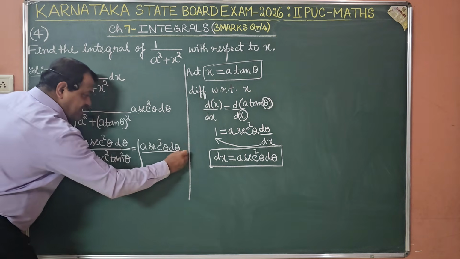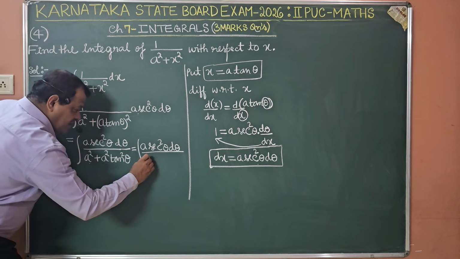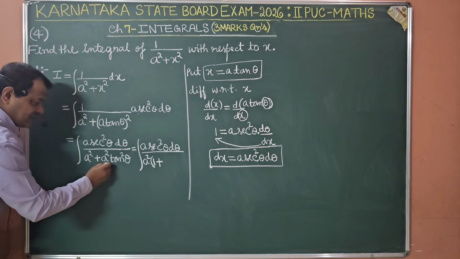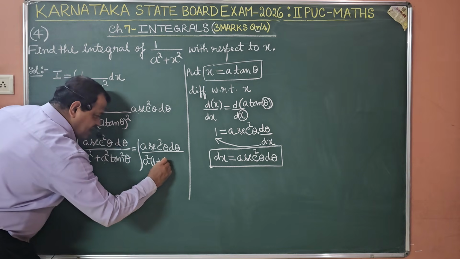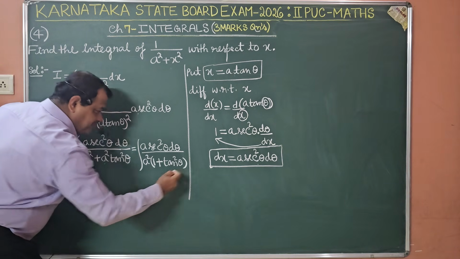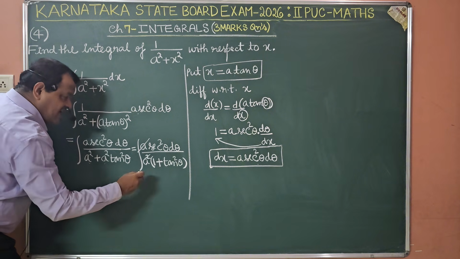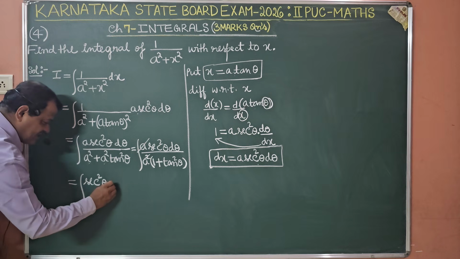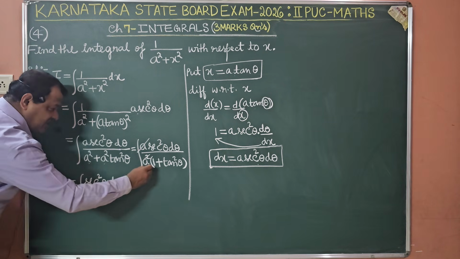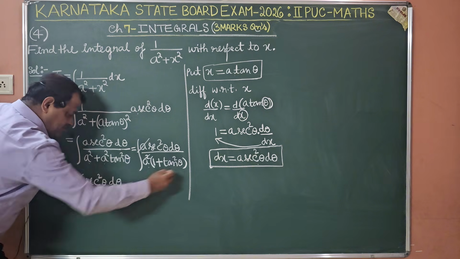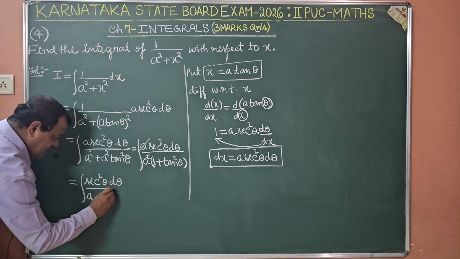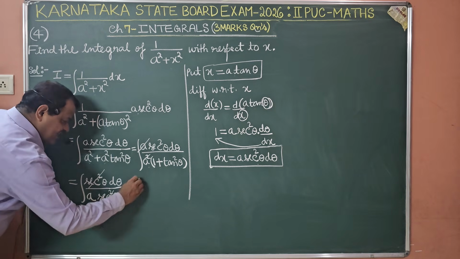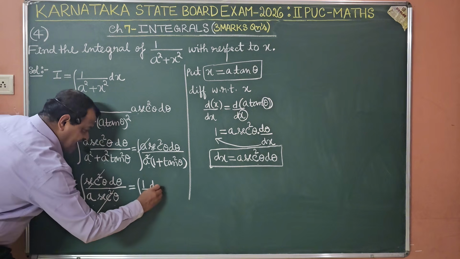In the denominator, a square common. From a square, take a square common, 1 remaining, plus from a square tan square theta, take a square common, tan square theta remaining. Therefore, one a gets cancelled and I will continue. In the numerator, after cancelling a, secant square theta d theta remaining. Denominator, one more a remaining into 1 plus tan square theta, which is secant square theta. Thus, secant square theta is cancelled and there is integral of 1 by a d theta remaining.